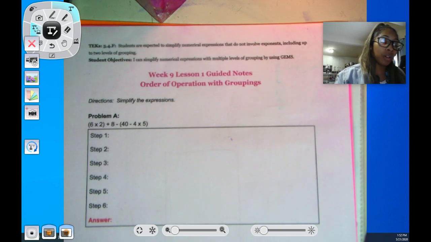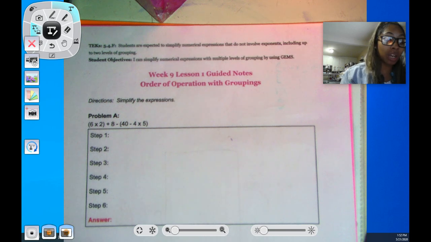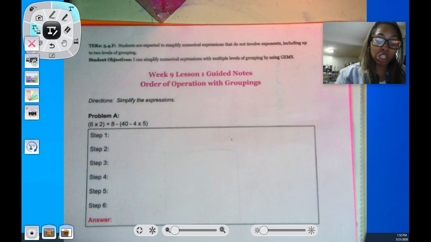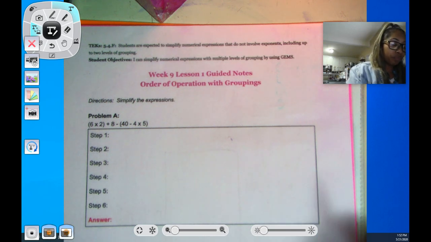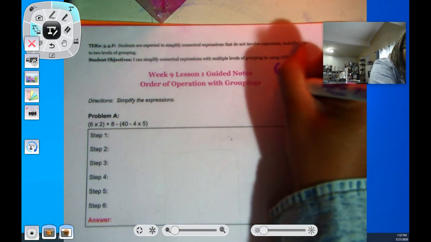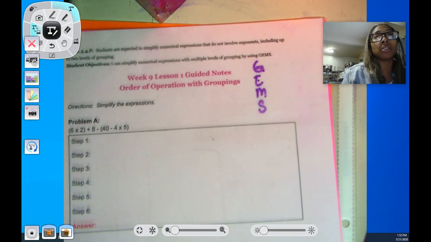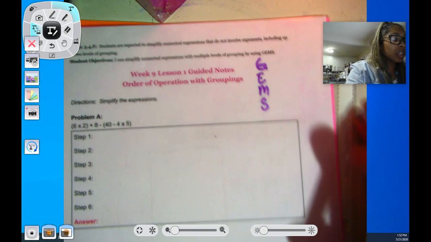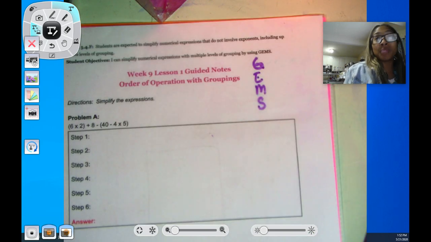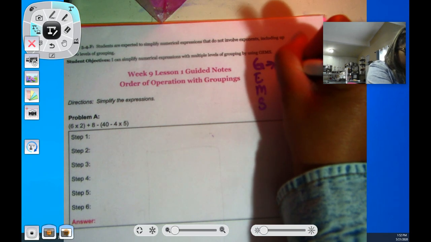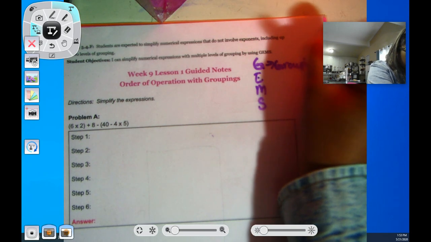So in the previous video, the framing the lesson video, they were discussing GEMS, which is what we used in class to help us remember the rules for order of operations. So I'm just going to rewrite that here so that we can have that in mind as we're working on these two examples. So the G in GEMS stands for groupings. We always take care of our groupings first.